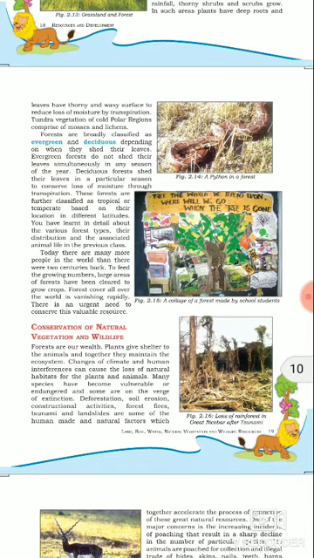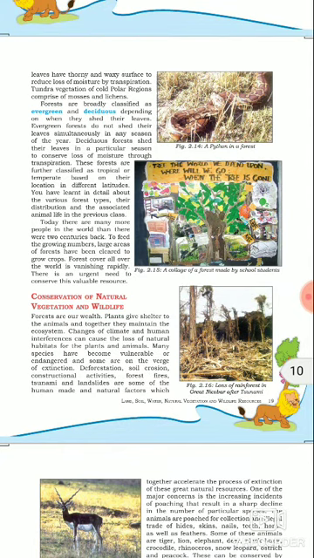Deciduous forests shed their leaves in a particular season to conserve loss of moisture through transpiration. Deciduous forests are the ones which shed their leaves in a particular season, such as autumn, spring, or any season in which they shed their leaves due to the loss of moisture through transpiration.